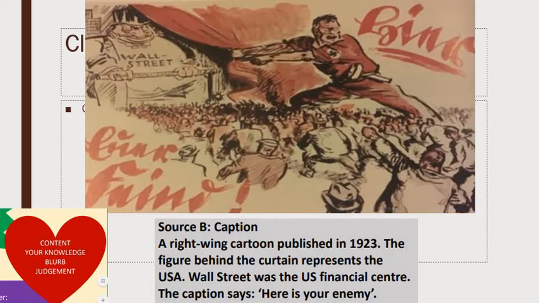So we need to think, what is the source telling us about the recovery of the Weimar Republic? It's referring to the fact that the USA supported the Weimar government with supplying loans. We know that Stresemann took out loans from the USA, so we can clarify that against our own knowledge to think about how useful this source is. It also shows a Nazi Party figure revealing that the USA is the enemy.